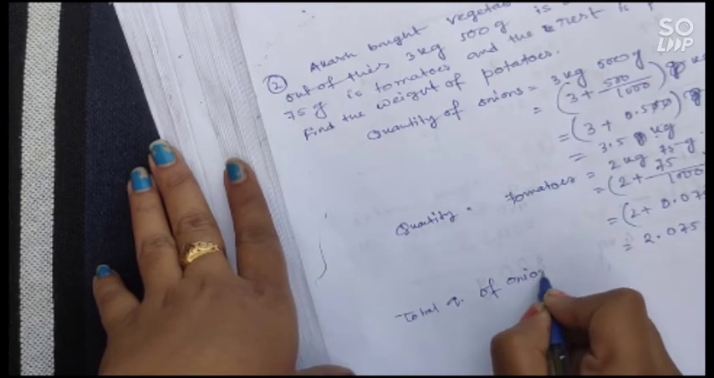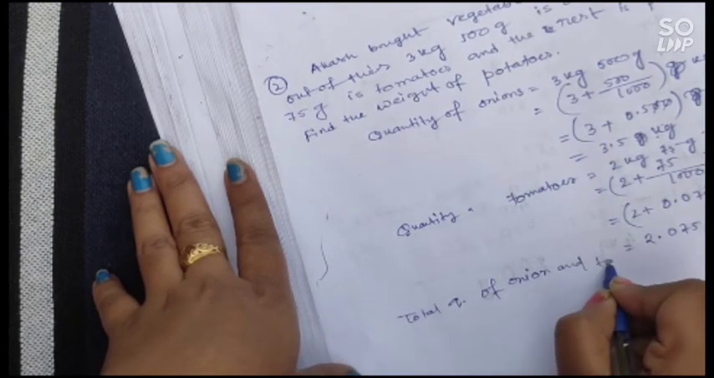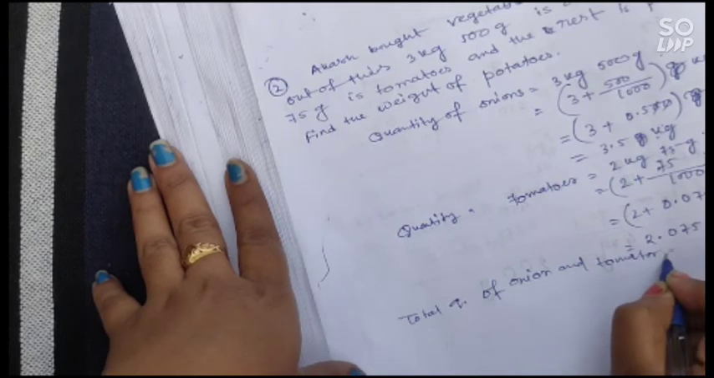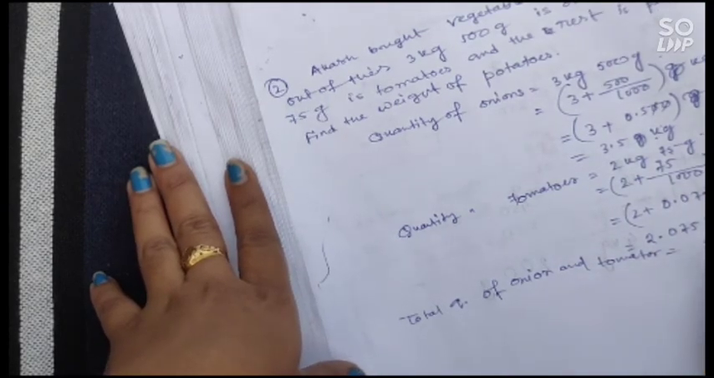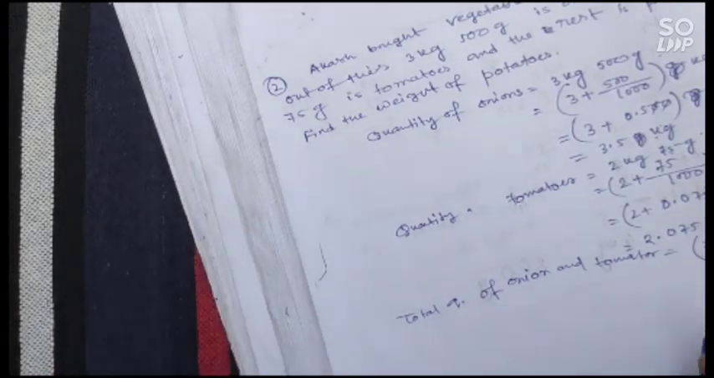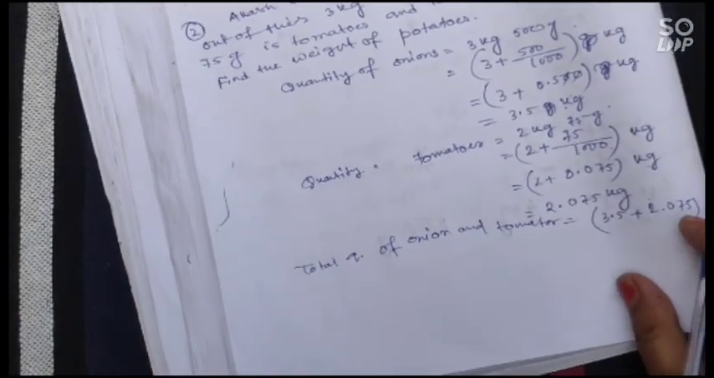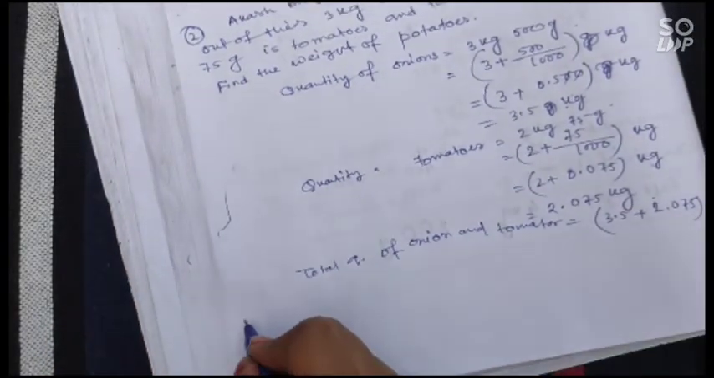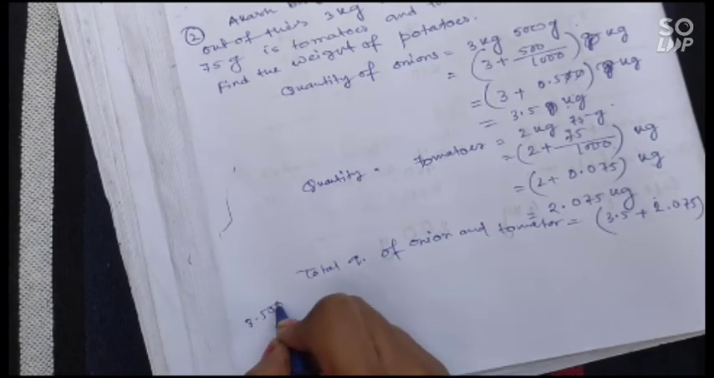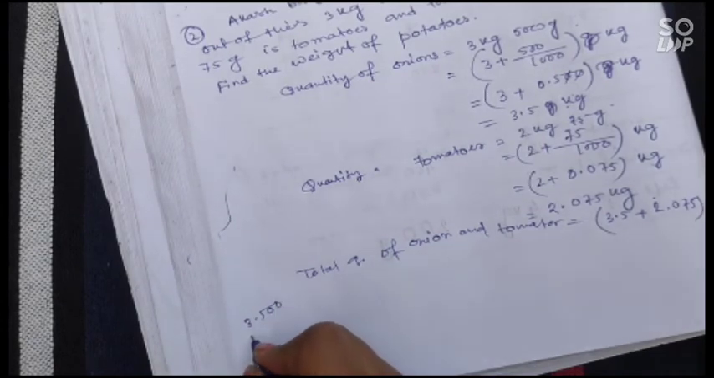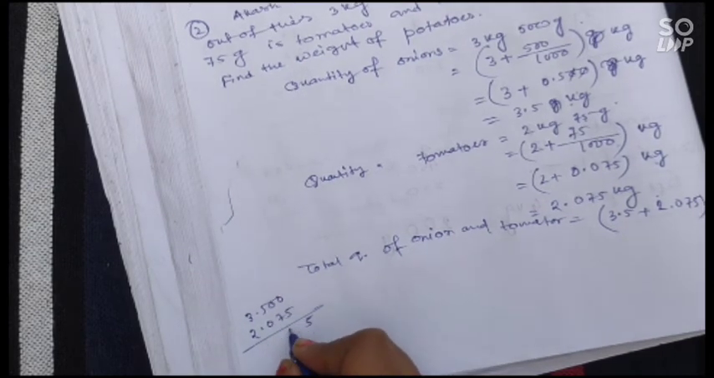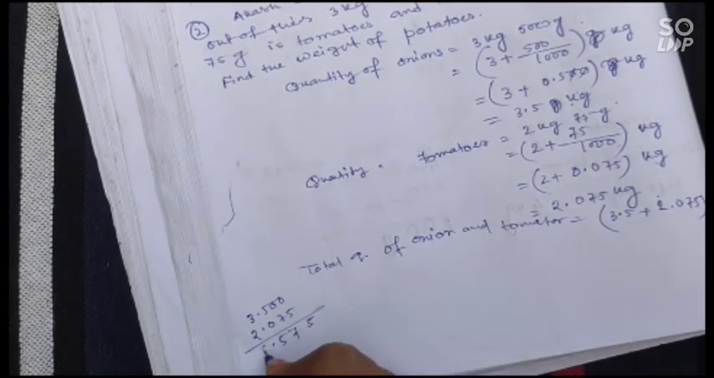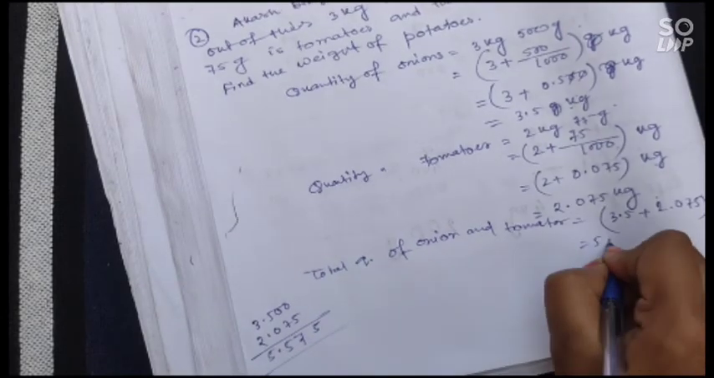Now you have to find the total quantity of onion and tomato. That means you have to add 3.5 plus 2.075. 3.5 means 3.500. Next one 2.075. This is 5 plus 0, 5; 0 plus 7, 7; 5 plus 0, 5; 5.575 kg.